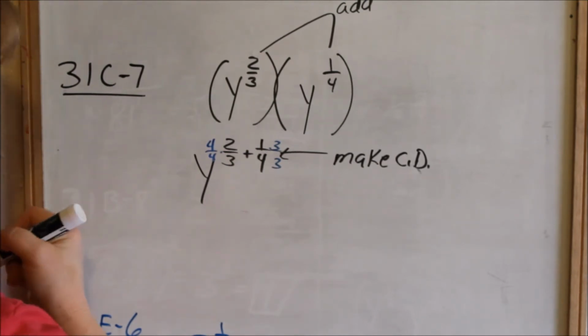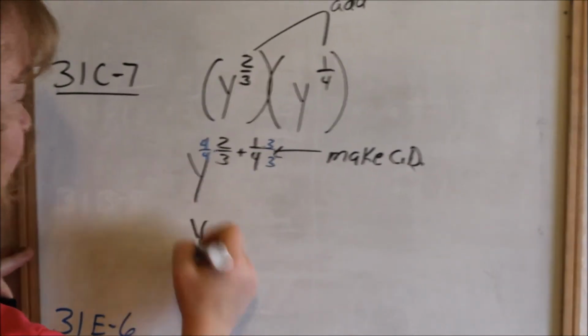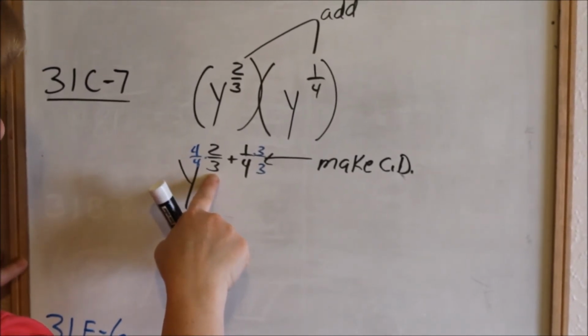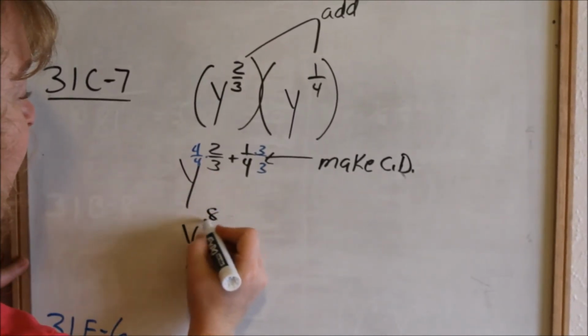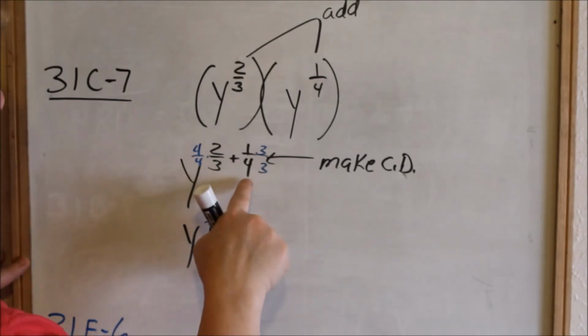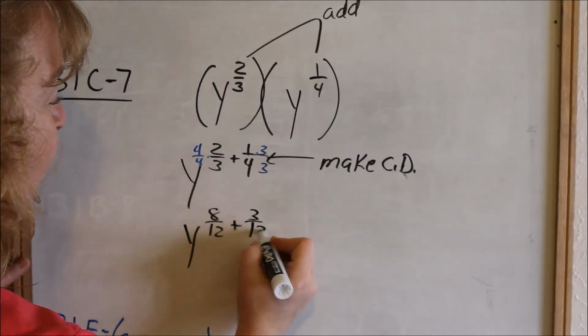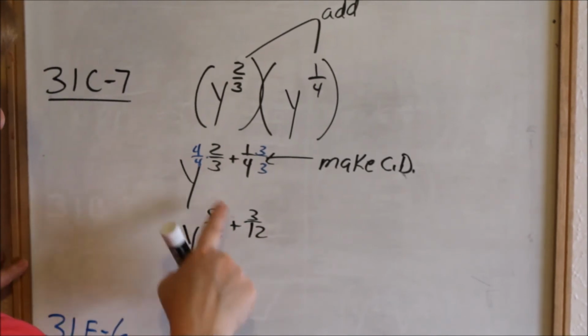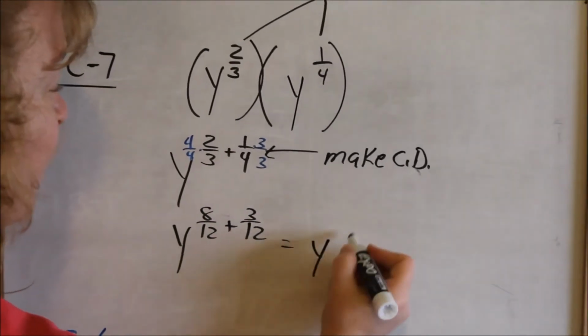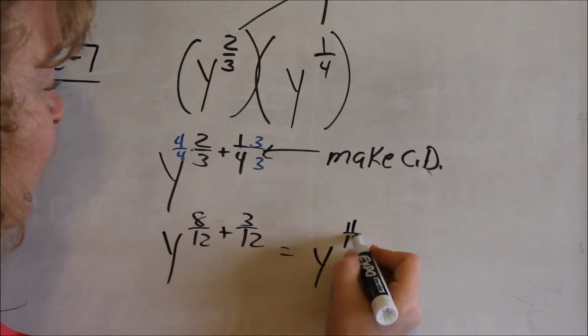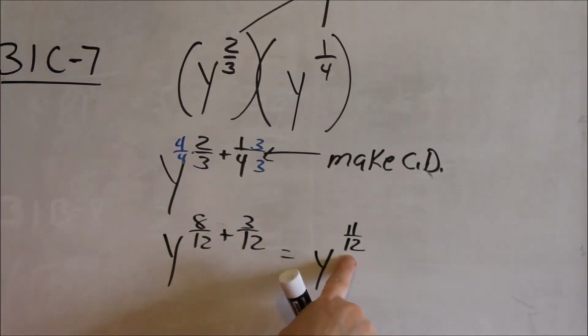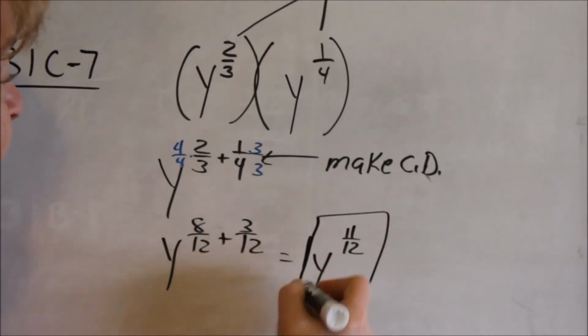So my new fractions are multiplying this fraction by 4 for the numerator and denominator. My new fraction becomes 8/12. Multiplying this fraction by 3 to get a new fraction would be 3/12. When you add fractions, you only add your numerator, so that becomes y to the 11/12. Always check, can I reduce my fraction? I cannot reduce 11/12, so that is my final answer.